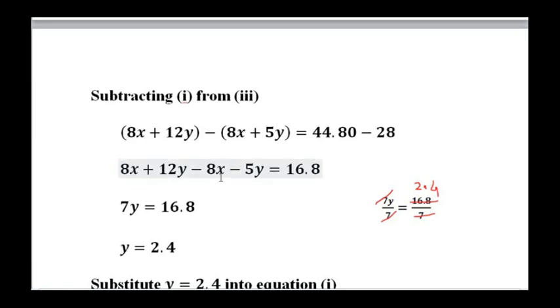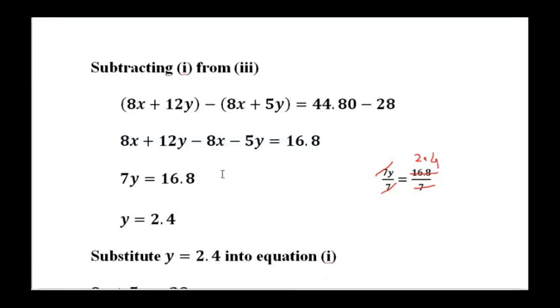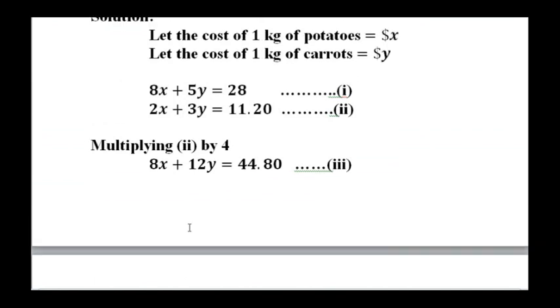Positive 8x minus 8x is 0. Positive 12y minus 5y is 7y, equals 16.8. We are solving for the value of y, so I'll divide both sides of the resulting equation by 7 to find y. We get y equals 2.4. Now this y equals 2.4 is the cost of 1 kilogram of carrots.